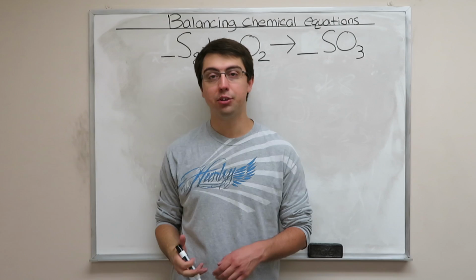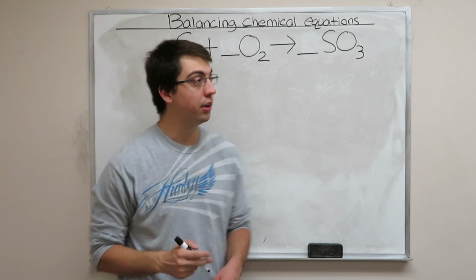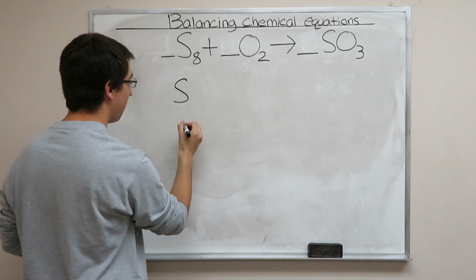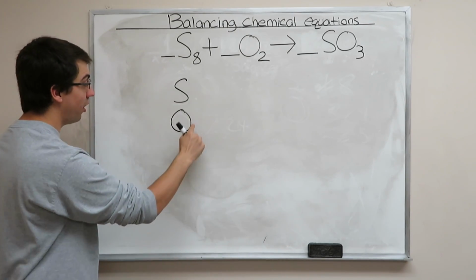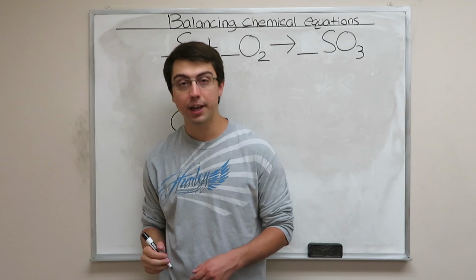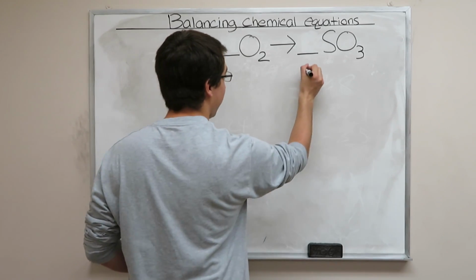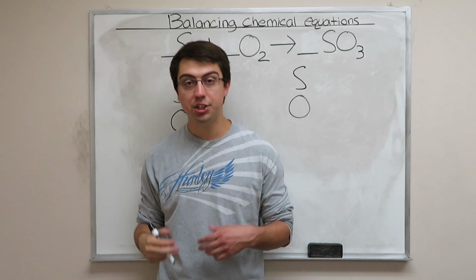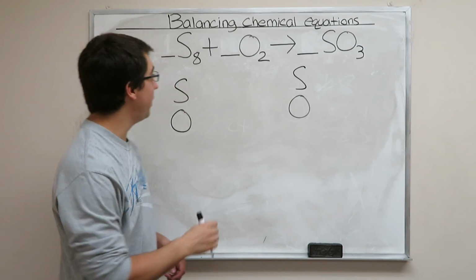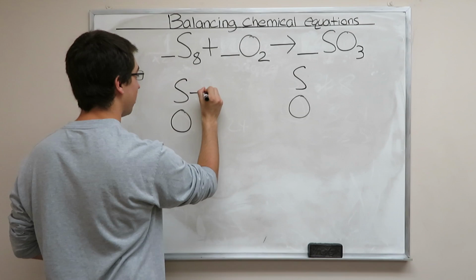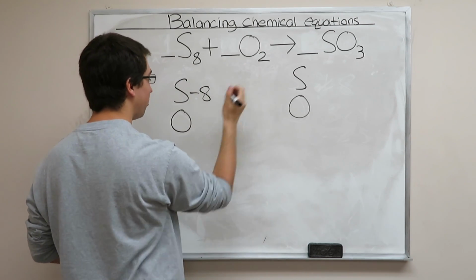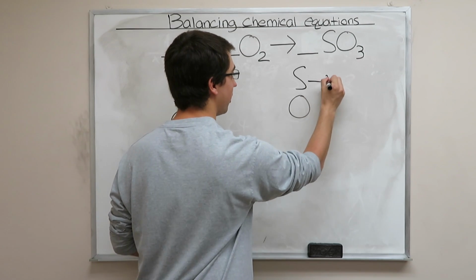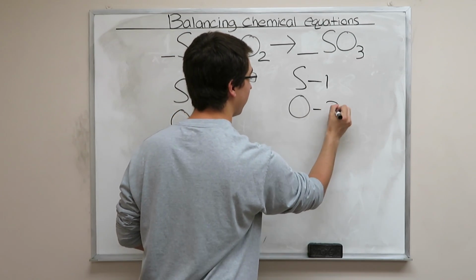The first thing I would do is write down each of the element symbols. So we have S, and we have O, and I'm going to write these in the same order for the product side. So we know that we have S and O. Next, I'm going to write down how many of each of the element symbols we have. So we have 8 sulfurs, and we have 2 oxygens. And for the product side, we have 1 sulfur and we have 3 oxygens.